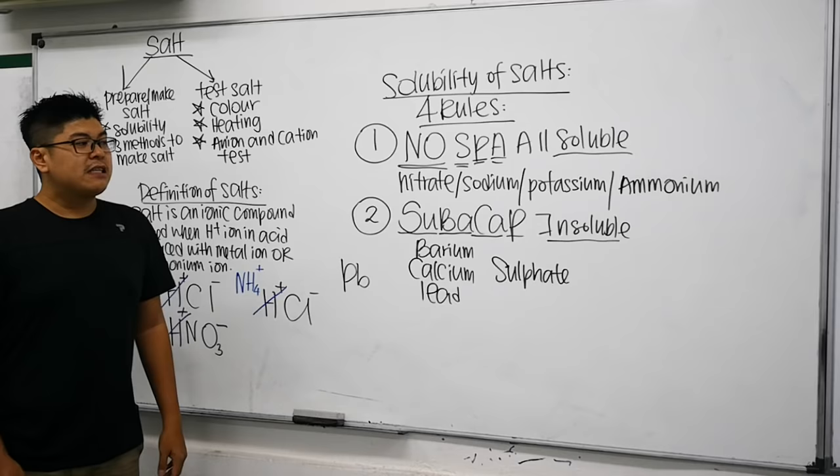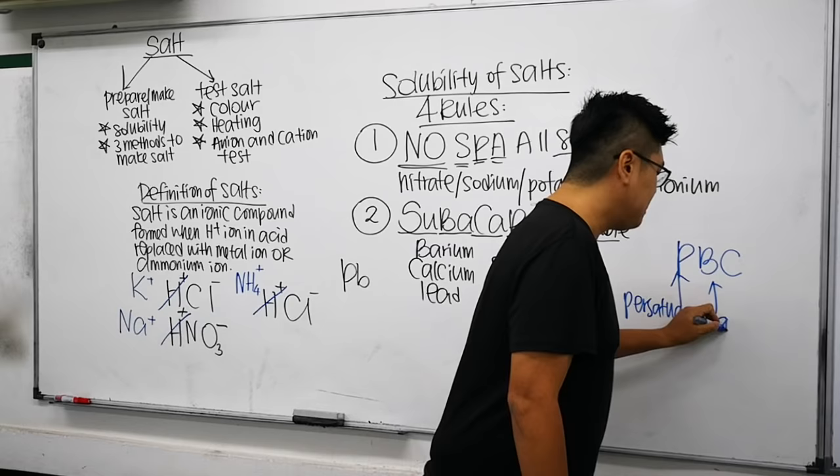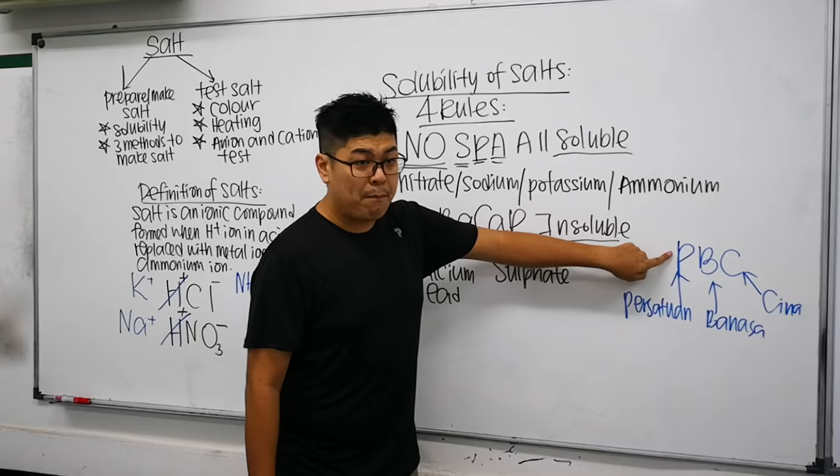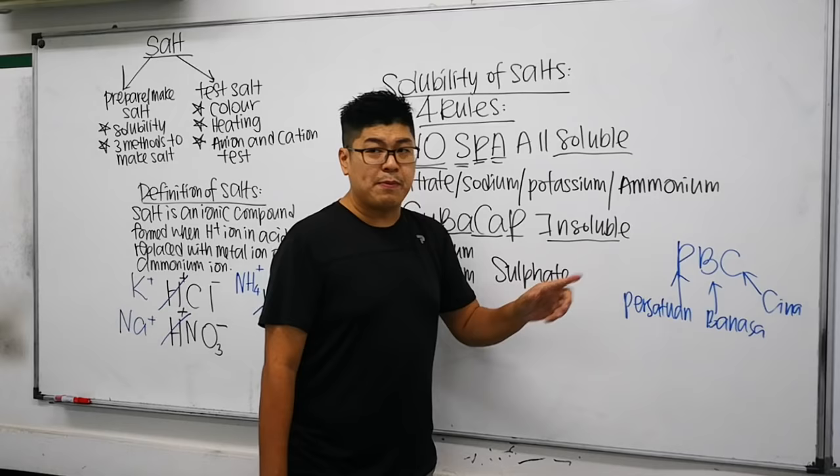Some of the schools will teach you to memorize this as PBC. Some schools call it Persatuan Bahasa Cina: P is plumbum or lead, B is barium, C is calcium. You can use this, you can use any method. But later I'll tell you why I personally don't like this method.